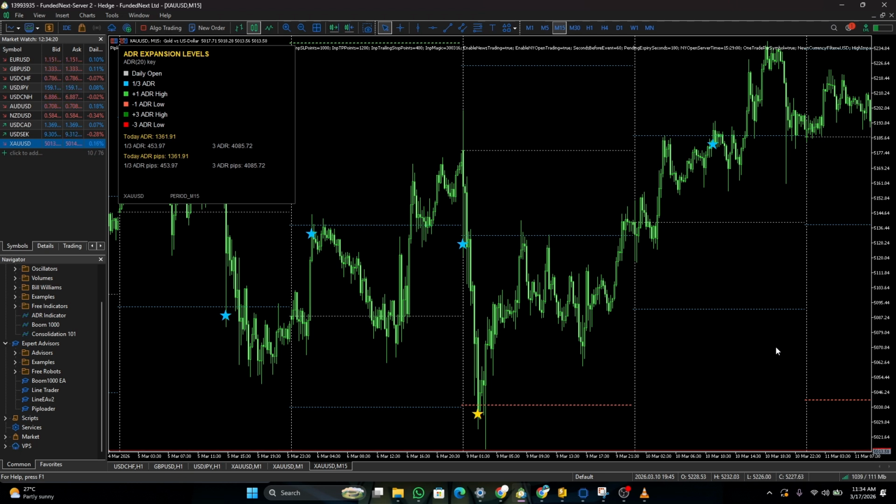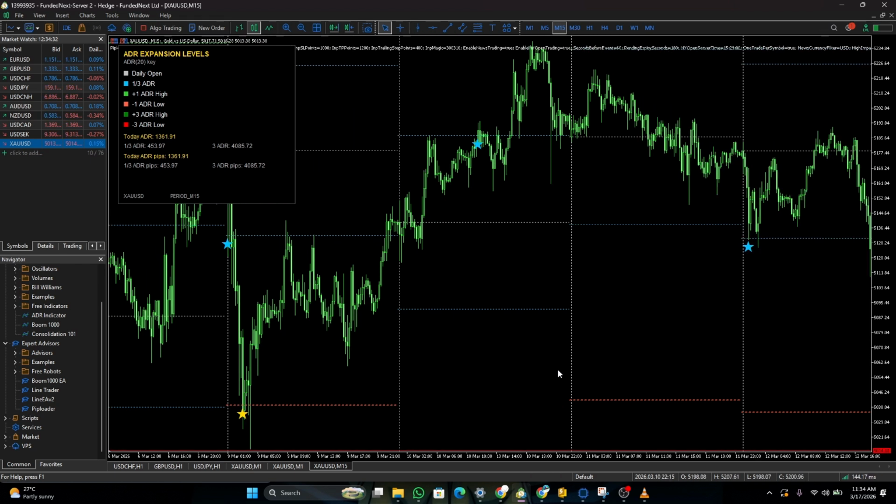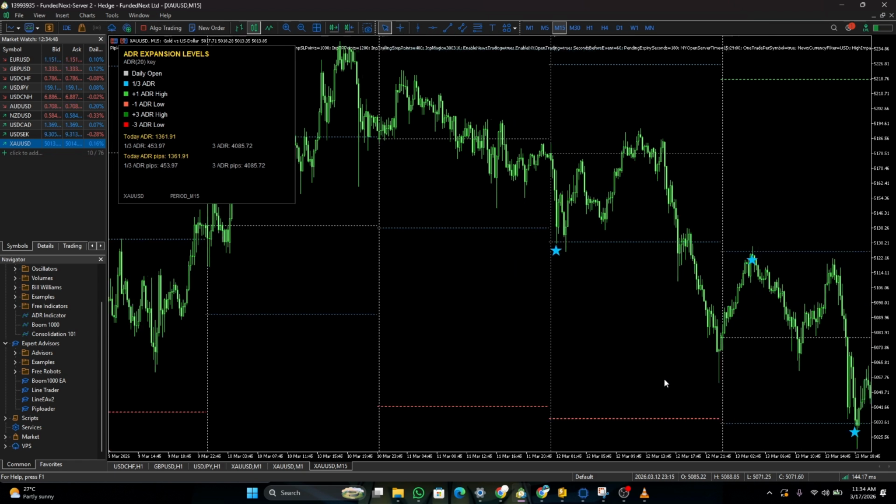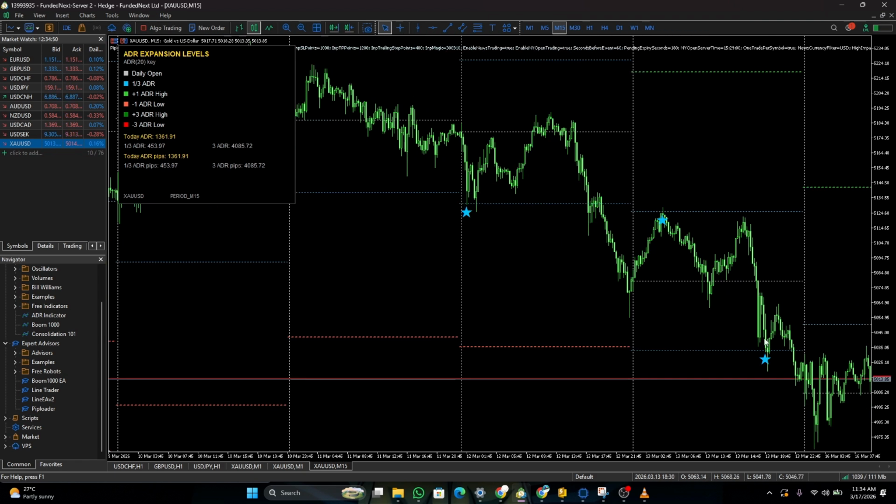So early in the morning, you wake up and you already see the zones populated. This is the ADR Expansion Levels indicator, built solely to show where market could likely go to. So what it does, it shows you the market open, it shows you the 1/3 ADR, which is pretty much the first level, and then shows you the 1 ADR, which is level 3, and then it also shows the 3 ADR, which is level 9.